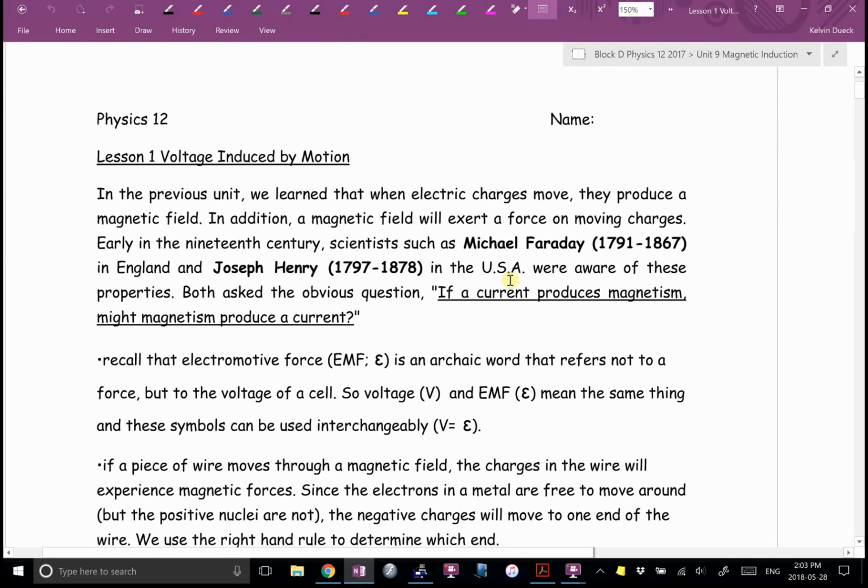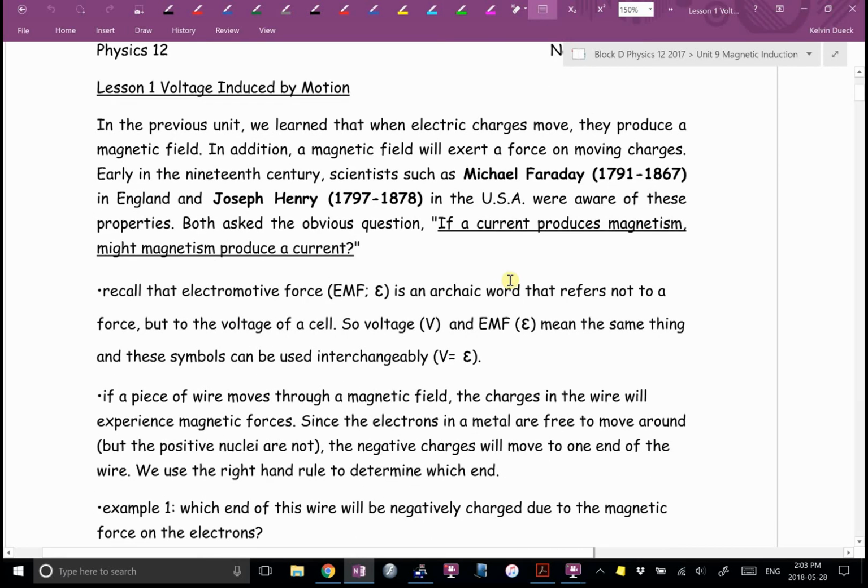So, in the last couple of lessons, we learned that when you move electric charges, they produce a magnetic field, and a magnetic field will exert a force on moving charges. Early in the 19th century, scientists such as Michael Faraday and Joseph Henry were aware of these, and they asked the logical question: if a current produces magnetism, can magnetism produce a current? Can we create electricity? They were trying to design the generator. We're going to get to how a generator works in a second.